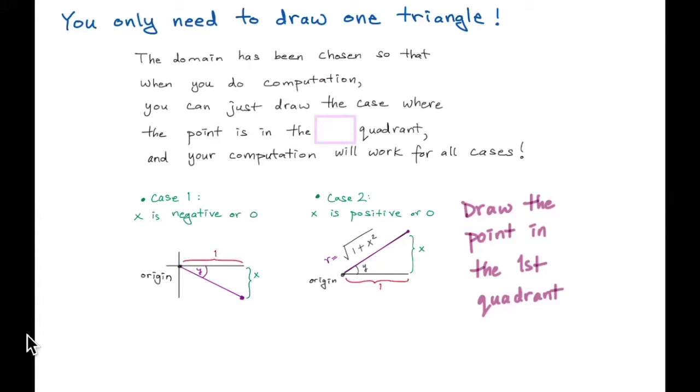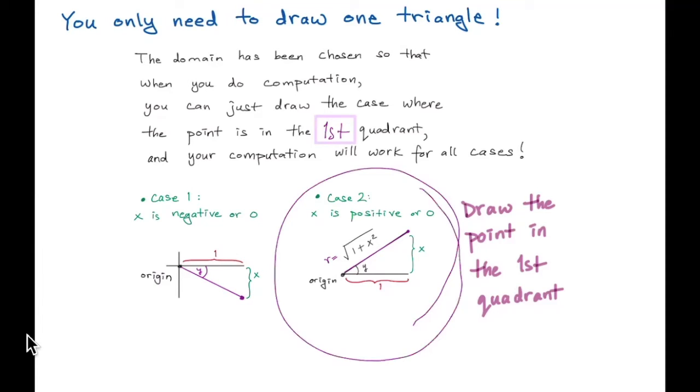In the previous slides, I was drawing 2 different cases, but in fact, the domain in the book has been chosen so that when you do computation, it's enough to just draw the case where the point is in the 1st quadrant, and your computation will work out. So you can just draw this type of picture where the shape of the triangle looks like this, and this is your angle. And this is basically the same as saying that this point is in the 1st quadrant.